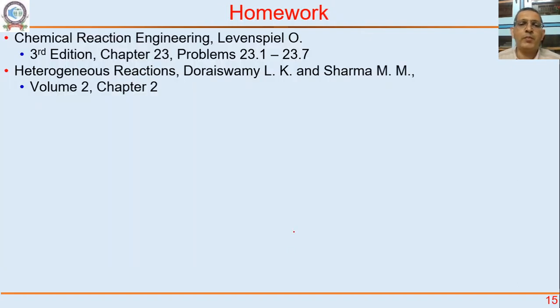That's how we are going to solve problems related to mass transfer with chemical reactions. So now you should be able to solve problems in Levenspiel's book, chapter 23. You can solve problems 23.1 to 23.7. And for heterogeneous reactions, Doraiswamy and Sharma's book, chapter 2. There are some problems at the end of that chapter, but you'll be able to solve them after the next lecture. Okay, this you can definitely solve. That's the homework. Unless you do this homework, don't go to the next lecture.